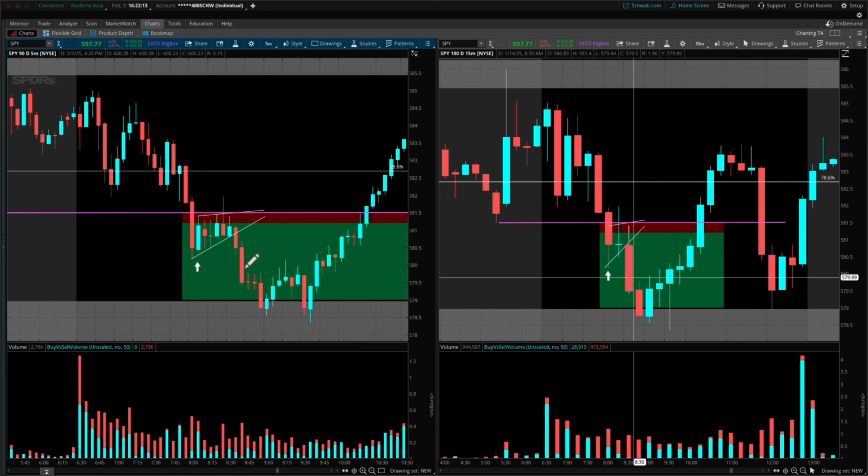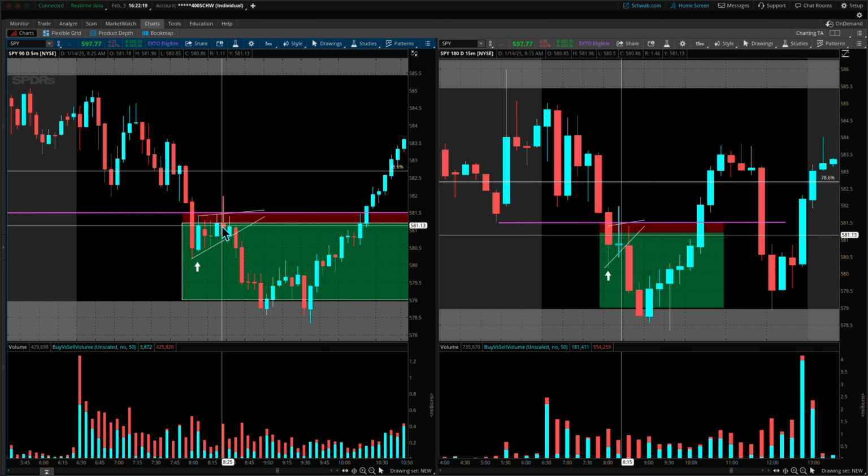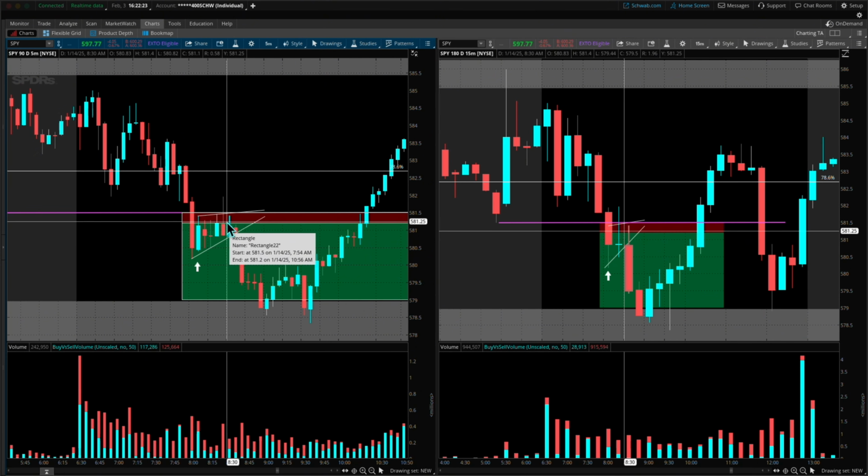Now, you might be questioning, why didn't you exit? It's above your stop loss. It's way above your stop loss. Now, don't get me wrong, it is. But the reason why I don't exit is because, guys, again, you wait for candle closes.